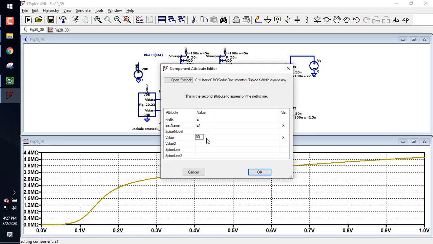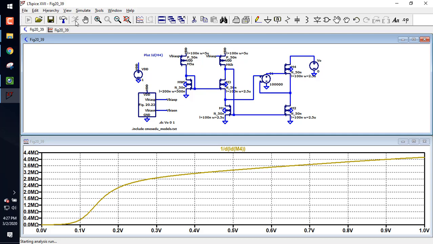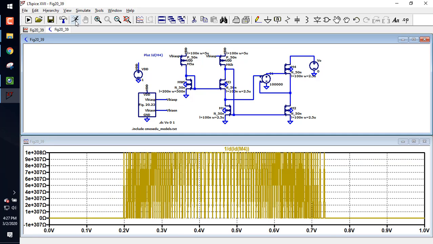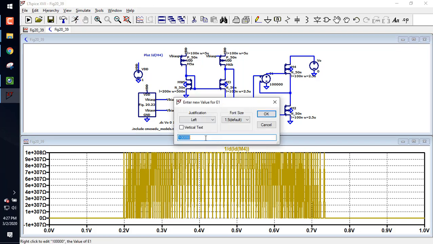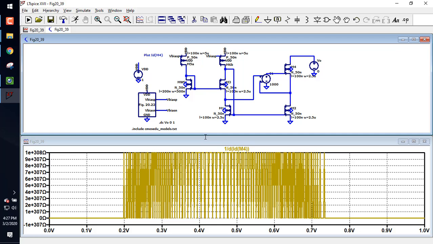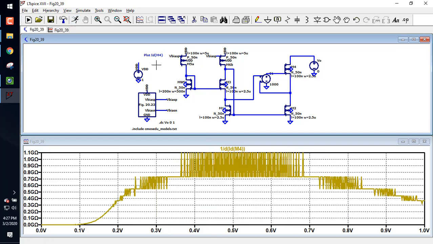Let's go with, whoops. That, let's see. Converge, damn it. Yeah, so it's basically infinite now. I went overboard, sorry. Run. Yeah, it's going up in the giga-ohms. You get the idea, right? That's going to increase the output resistance.